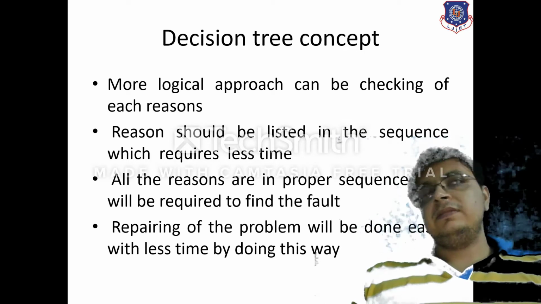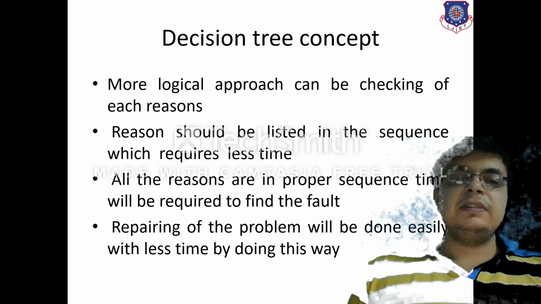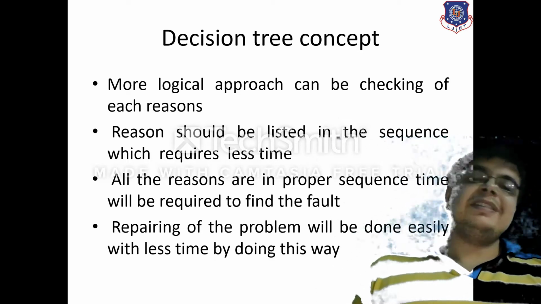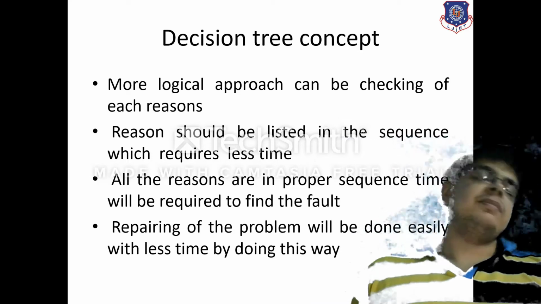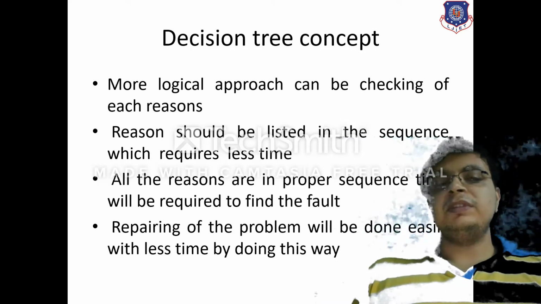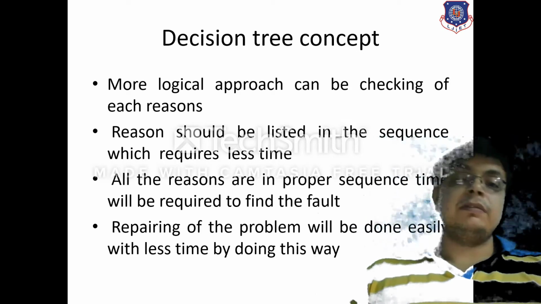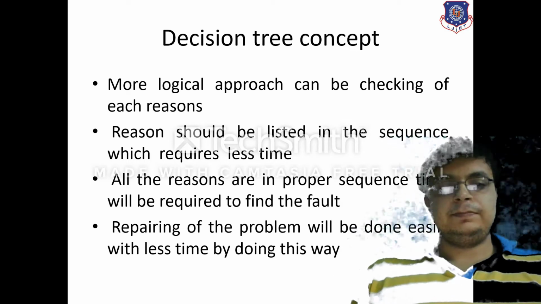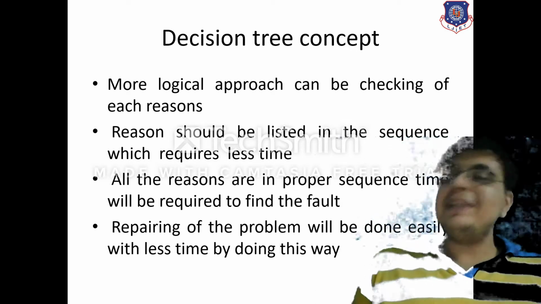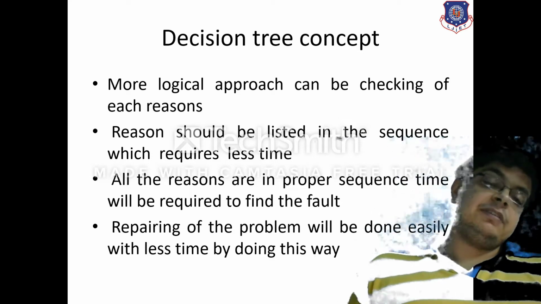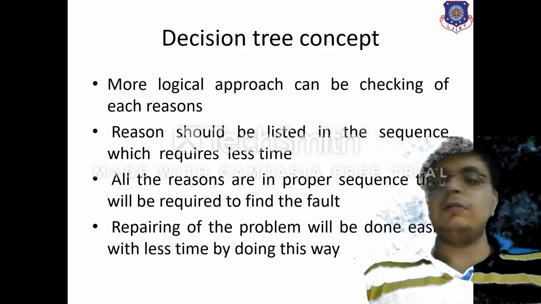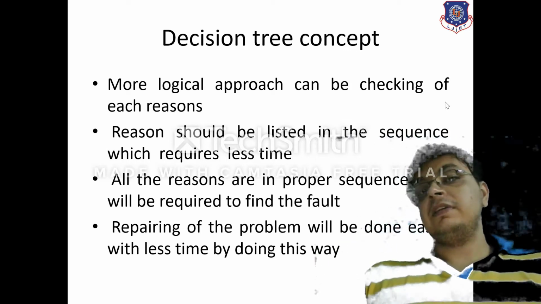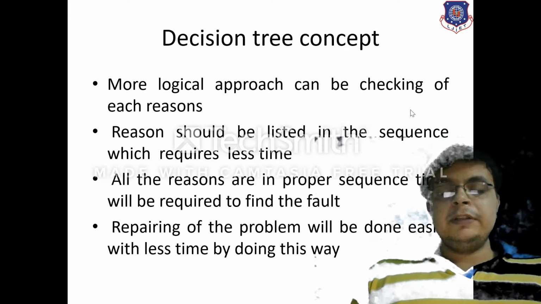Reasons should be listed in sequence, and the sequence should be such that the reason that takes the least time to solve the problem is written first. This is how the proper sequence will be maintained. Repairing will only be done when the reason that takes less time has been found. So these are all the things that we discussed as required in the decision tree concept.